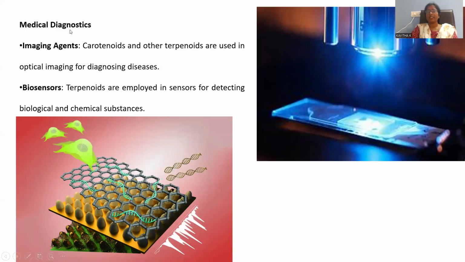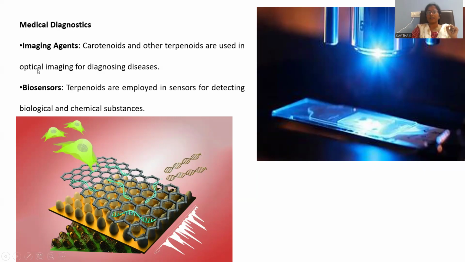diseases. Diagnosis is nothing but identifying the disease, right? Imaging agent, in order to observe what kind of disease actually there. So imaging agents are very essential there. These are terpenes, being terpenes are pigment or coloring agents. Few of the terpenes are coloring agents, right?